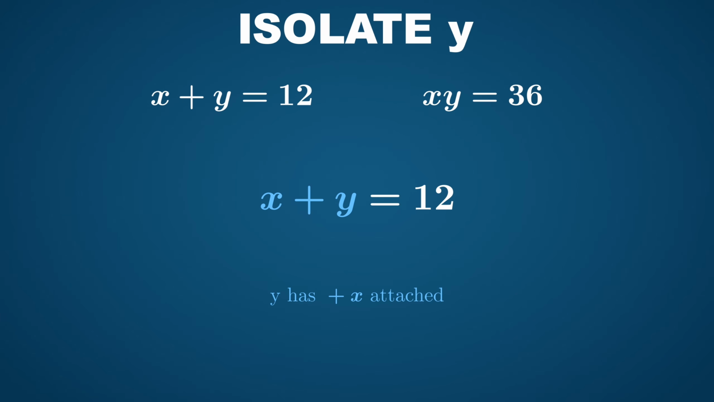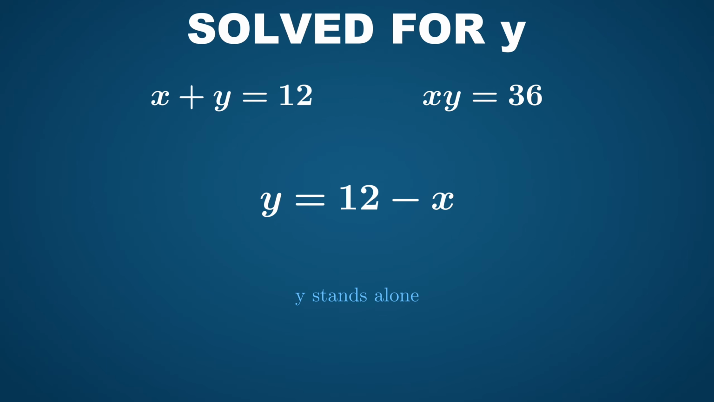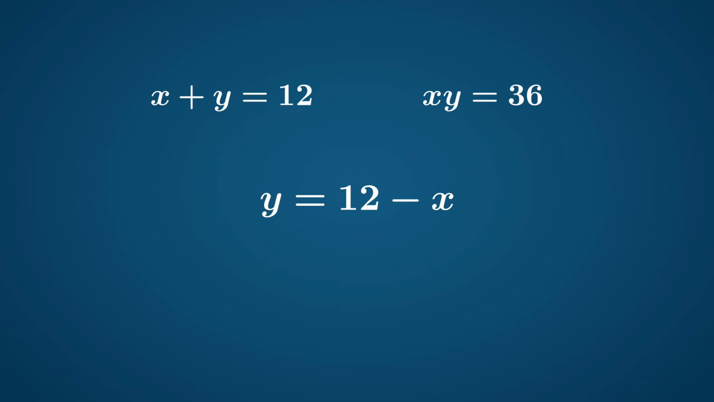Currently, the variable y has the variable x added to it on the left. To undo this addition, we must subtract the variable x from both sides. On the left side, the positive x and the subtracted x will cancel out. This cancellation leaves the variable y completely by itself. On the right side, we start with the original constant value of 12. We then subtract the variable x from this constant value of 12. This operation gives us a new algebraic expression of 12 minus x. So we have established that y is equivalent to 12 minus x. This newly formed equation will be very important for our next steps.